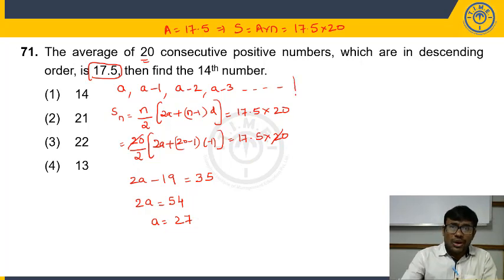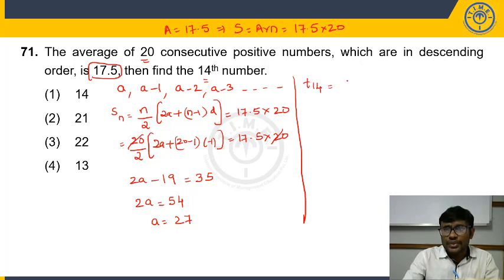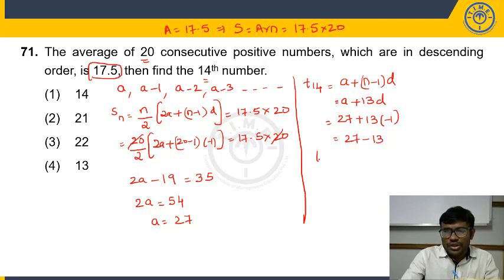What is being asked to calculate? He is asking to calculate the 14th number. So T14, what is the formula for this? a plus n minus 1 into d. So a plus 13d. What was a? 27 plus 13 into what was d? Minus 1. So it is 27 minus 13. So what is your 14th term? The 14th term is 14. Which option? Option number 1.